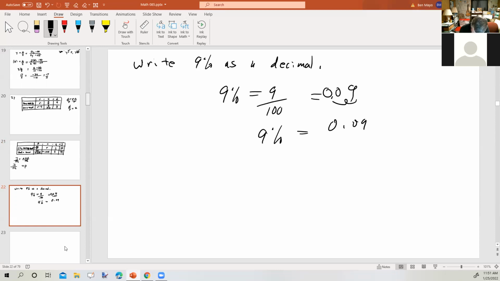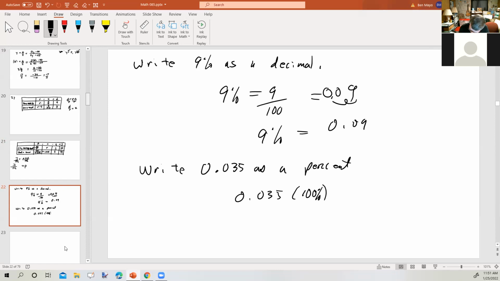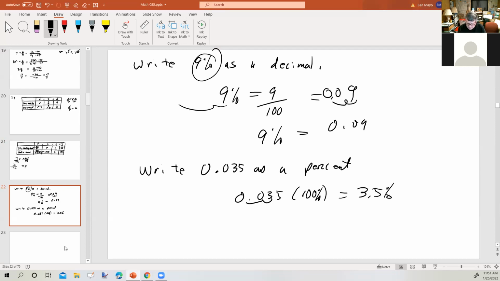All right. How would you write 0.035 as a percent? Well, you'd multiply it by 100%, or by 1. Multiplying it by 100 moves the decimal point 2 places to the right and add a percent sign. Or you could say 9%, move it 2 places to the left and drop the percent sign. A regular number, move it 2 places to the right and add a percent sign. Okay, you remember how that works? We okay there? Any questions?